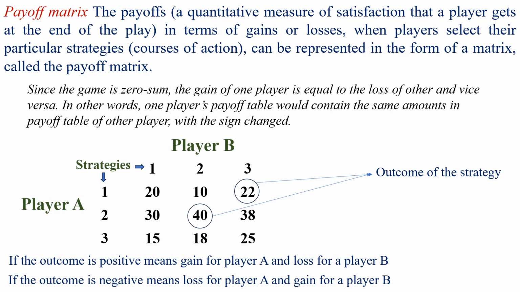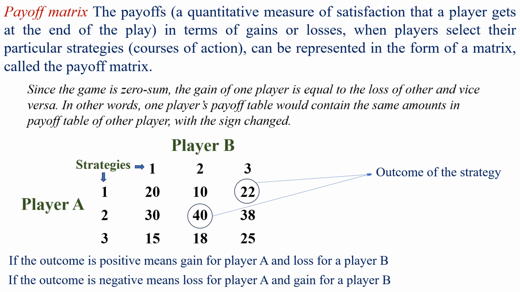So two players are there. Player A has the three strategies 1, 2, 3. Similarly, player B also has three strategies. And we are representing these values, these numbers 20, 10, 22. These are all the outcomes for the particular strategies. For example, one by one: player A has the first strategy, and similarly player B also applies the first strategy. They are representing the 20. So it is the outcome of the strategies.